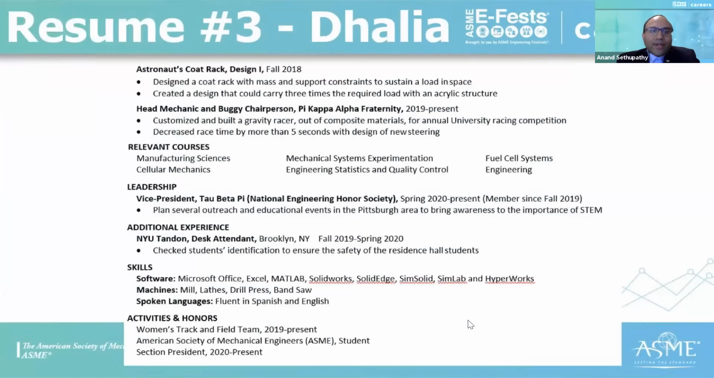For leadership, she's the vice president of Chicago Beta Pi. She also has additional experience beyond the experience she highlighted earlier in her resume as an NYU Tandon desk attendant. She's got a skills section where she lists different skills, including SolidWorks, Excel, SimSolid, and HyperWorks. She has some experience with mills, lathes, drill presses, and bandsaws, and speaks multiple languages. In her activities and honors, she is on the women's track and field team and is part of the American Society of Mechanical Engineers, where she's the student section president.